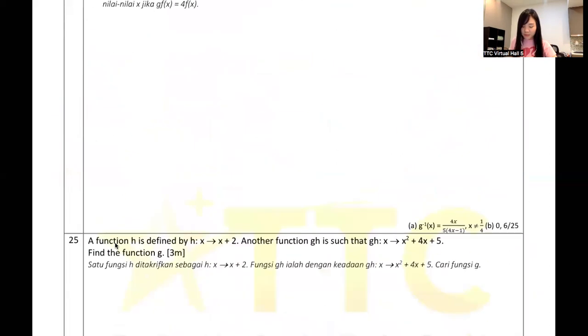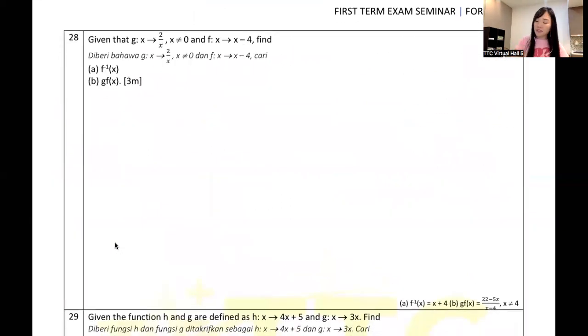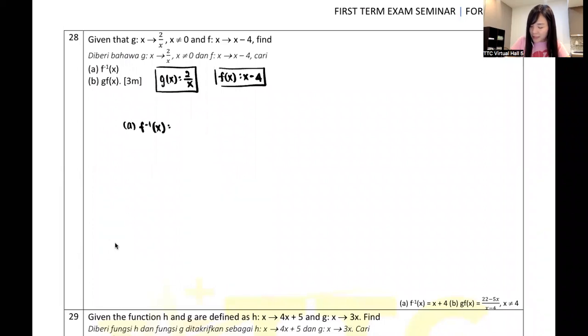Done. Question 28, a combination of everything. Okay, we do more of this, then you guys will know how they will come out. So g(x) equals 2 over x. Then f(x) equals x minus 4. A: find f inverse x. 3 marks, you see.